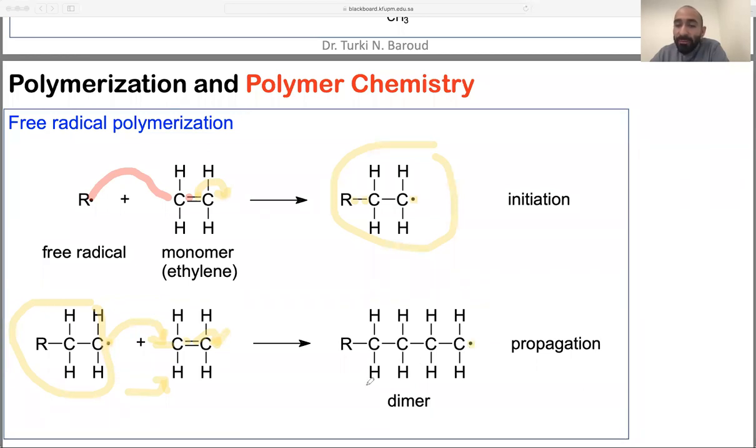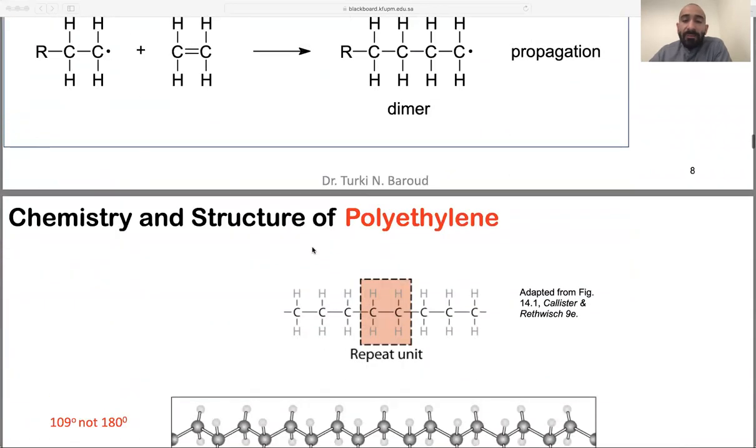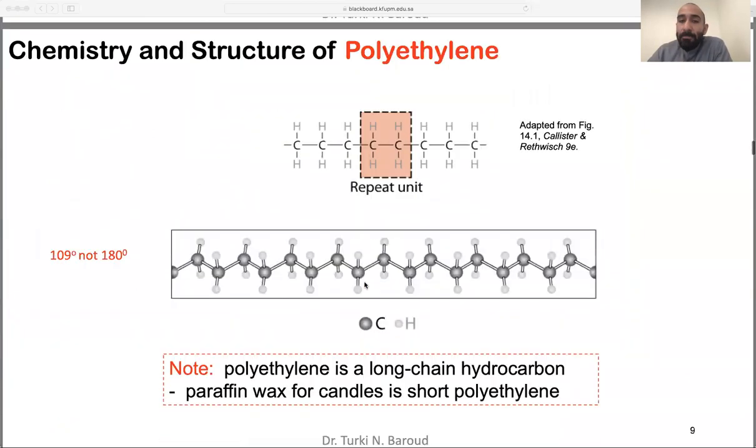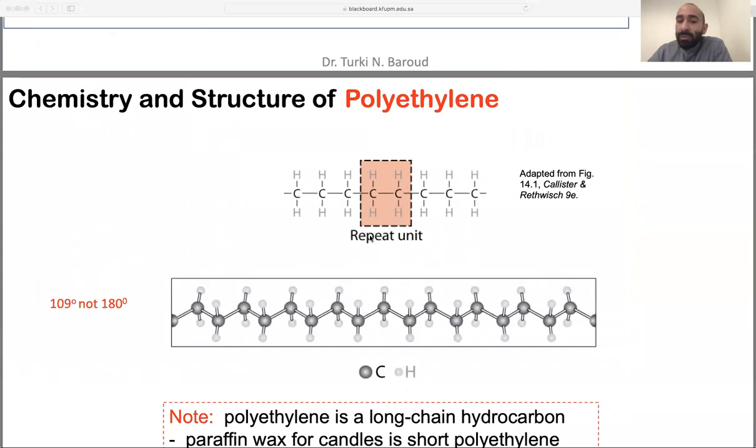And now what you did is form what's called a dimer, right? So you have a dimer. You have two mers. And if you continue the reaction, you can imagine that you end up having a long chain of polymer that has many repeated units, right?